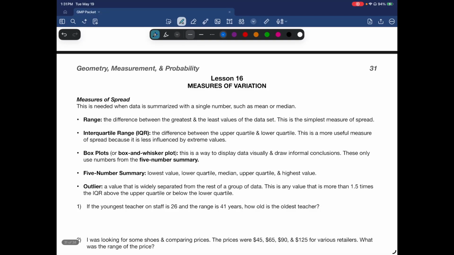In the previous lesson, we talked about measures of central tendency. All right, this one we're talking about measures of variation. So we're talking about the spread. How far apart is the lowest from the highest number?